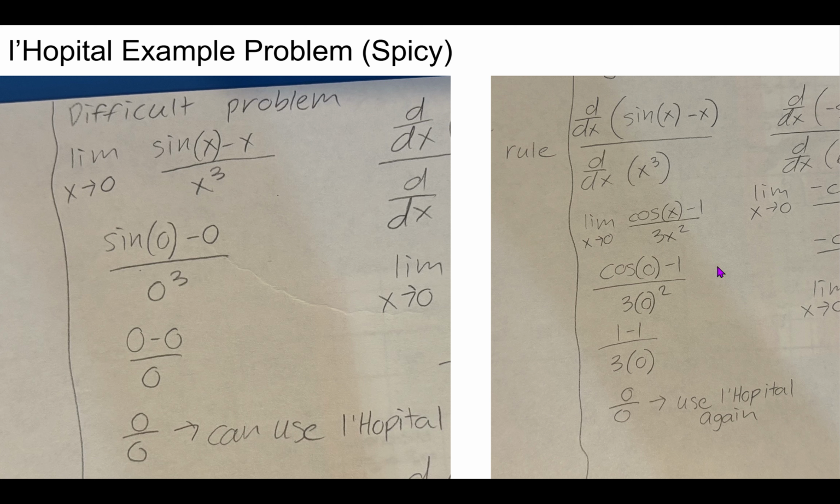Okay, so now let's go over a more difficult problem. This problem will show you how just because you can use L'Hopital's rule doesn't mean that it'll give you a definite answer after the first use. So for this problem, we're looking at the limit as x reaches 0, sine of x minus x divided by x to the third power.